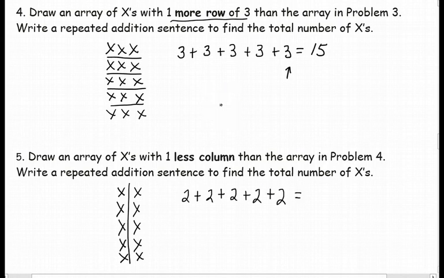To find my total, I'm going to look back at the last problem. We had a total of 15 X's in that problem. I took off this last column. I took 5 of them away. Well, 15 minus 5 is 10. So this array shows 10 X's, or 5 groups of 2.